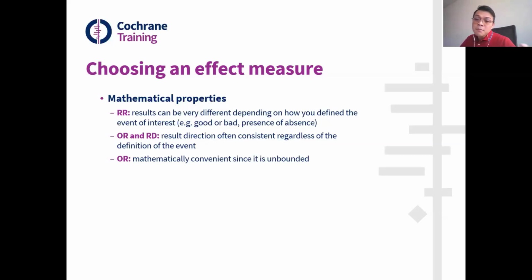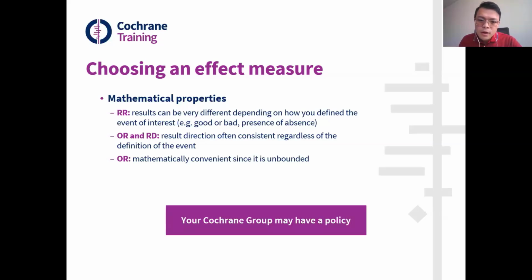Odds ratio has some mathematical advantages over risk ratio and risk difference. It is unbounded. It can range from 0 all the way up to infinity. And this is mathematically convenient for certain statistical methods. And so some statisticians prefer to work with odds ratio for that reason. Sometimes your Cochrane group may have a preferred effect measure. So please check if there's a policy that you have to follow.